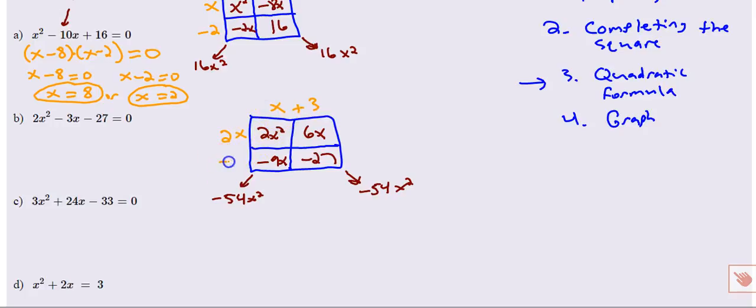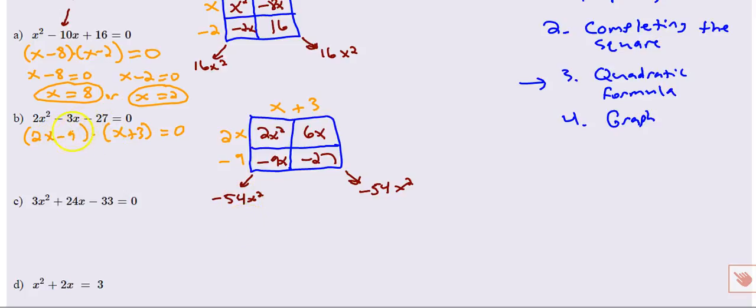X times something is minus 9x. So x times minus 9 is minus 9x. And then quality control, negative 9 times 3 is negative 27. So this is now factored. We have 2x minus 9 times x plus 3, and it equals 0.